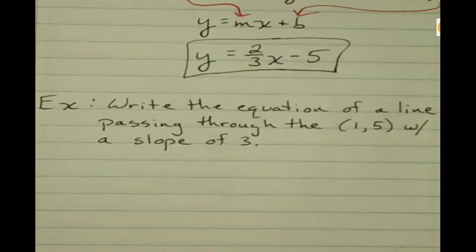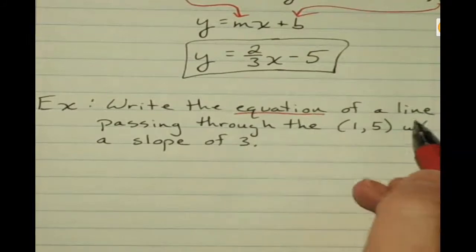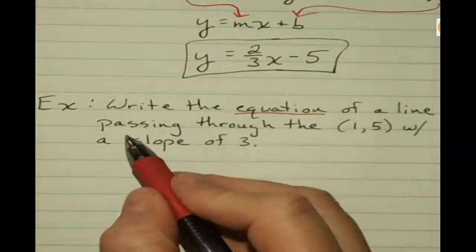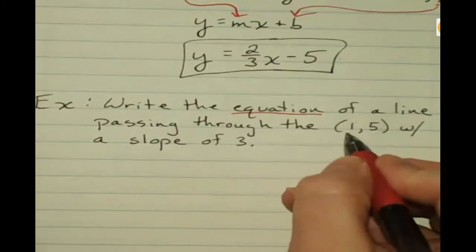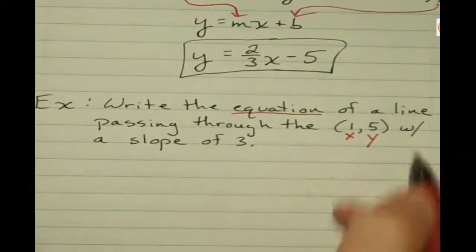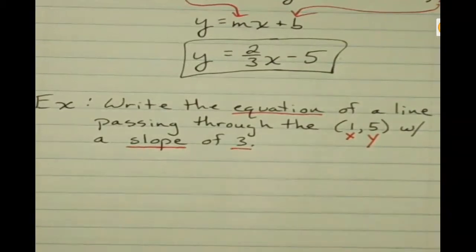Okay, so we're wanting to write an equation, linear equation, of a line. The line is passing through this x and this y and has a slope of 3. Now, I have had students that instead of doing all the work, they just got out graph paper and they put a dot on 1, 5 and then did the slope.